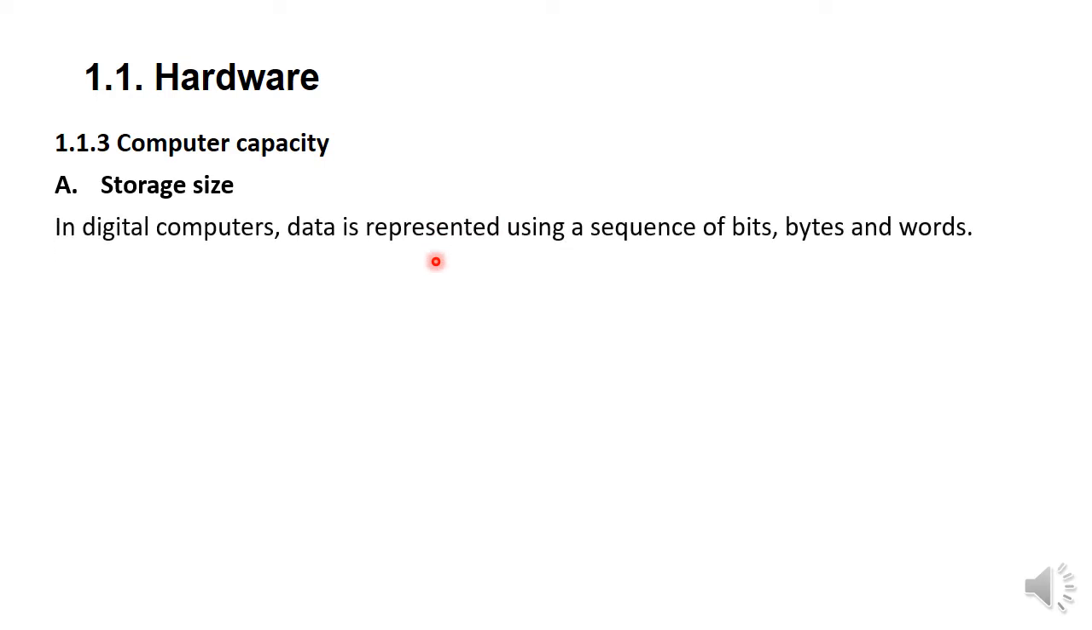So in digital computers, data is represented using a sequence of bits, bytes, and words. So here we have the word bit, and here we have another word byte, and here we have another word which is also a measurement unit of a storage device. We are going to discuss the meaning of each one later.